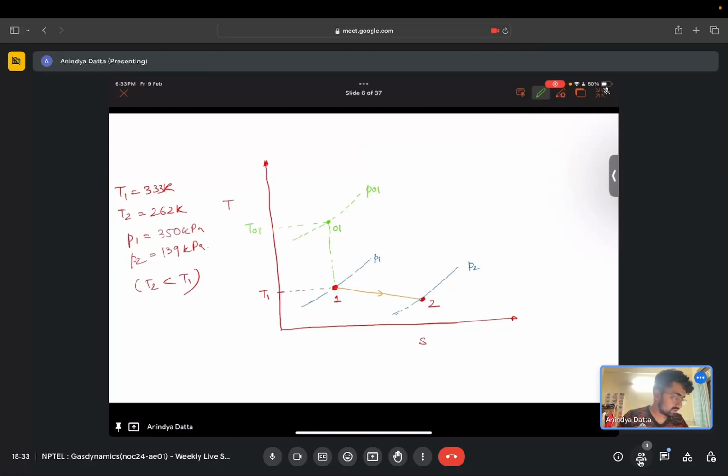At 2 what we know is that T01 is equal to T02, so let me extend this line. This will be our stagnation point 02, and this will be my P02. Is the TS diagram clear? Any doubts?